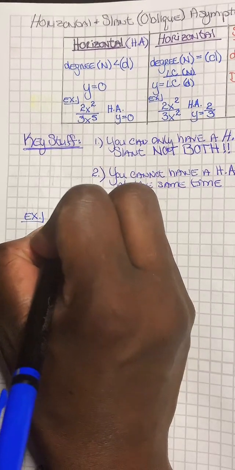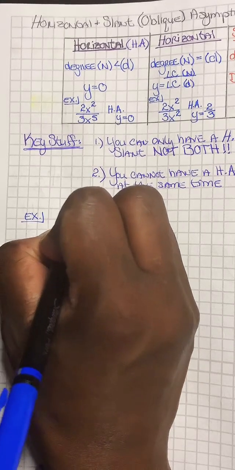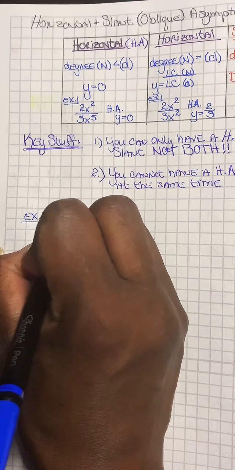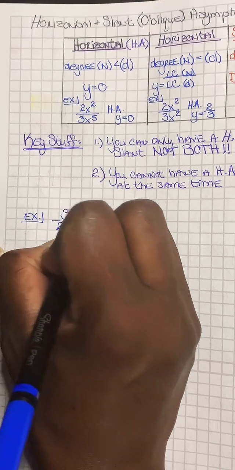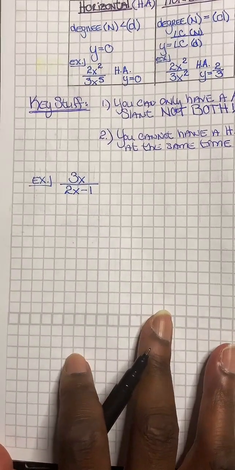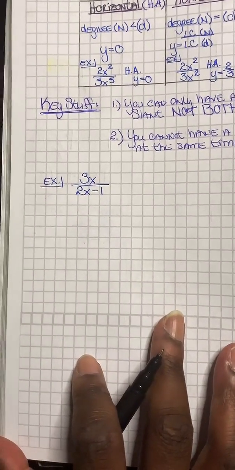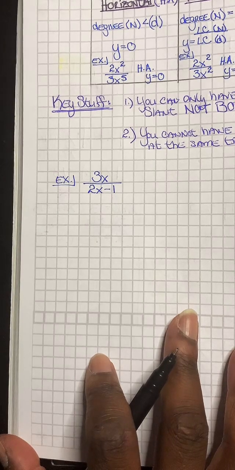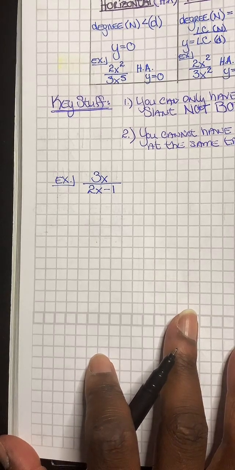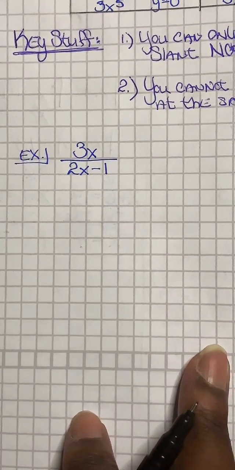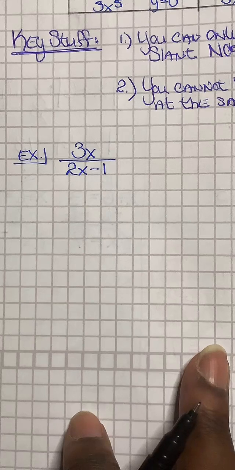So if I put 3x over, let's say, 2x minus 1. Okay, let's start off nice, and I don't want to say easy, but just nice. All right, so let me zoom in just a hair. So we have 3x over 2x minus 1.